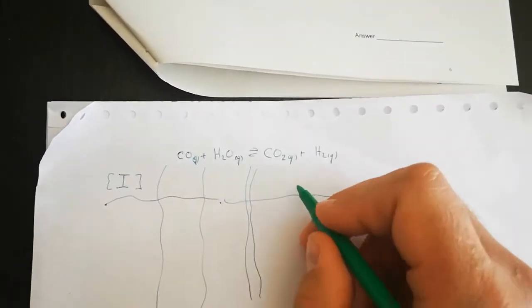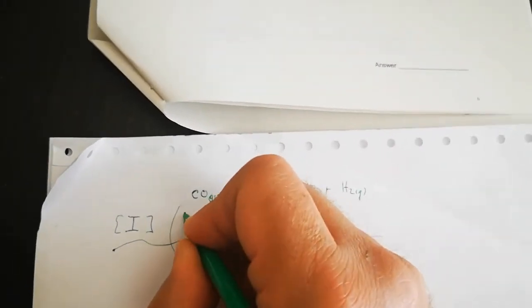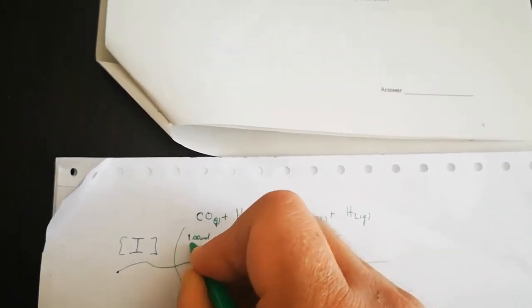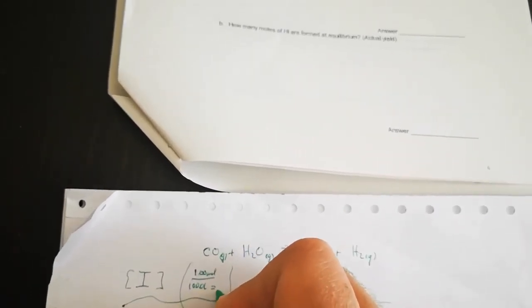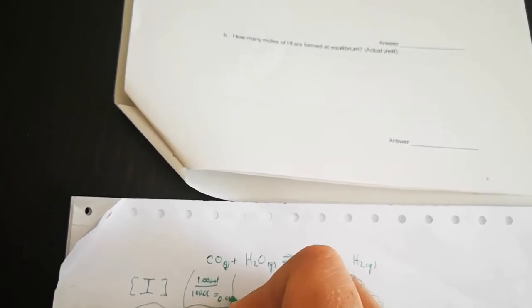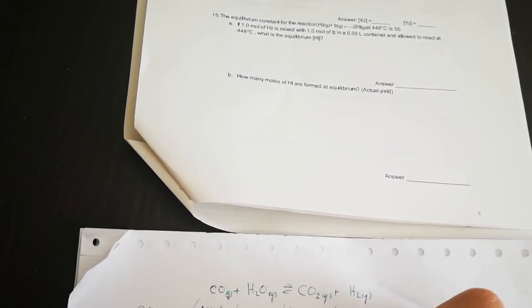Just putting a double line here under the arrow to separate my reactants and products. All right, so we're told in the question that exactly 1 mole of each gas is put into this system. So we've got 1.00 mole divided by 100.0 liters. So we end up with 0.0100 molar. Next, we define the change.